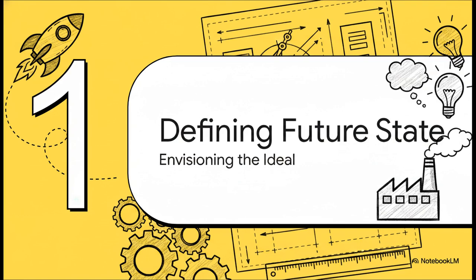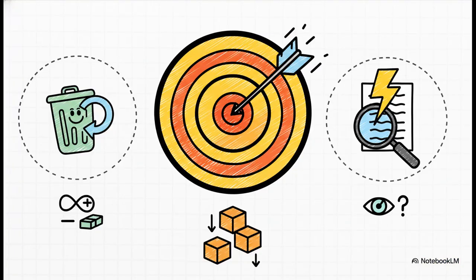Section 1. Defining the future state. Envisioning the ideal. Let's jump right in. So, what actually is a future state map? Simply put, it's your ideal to-be workflow.